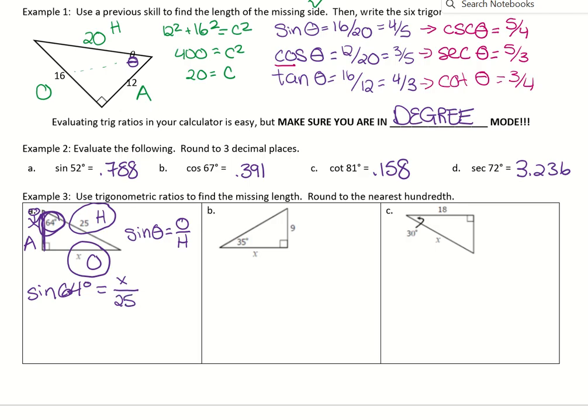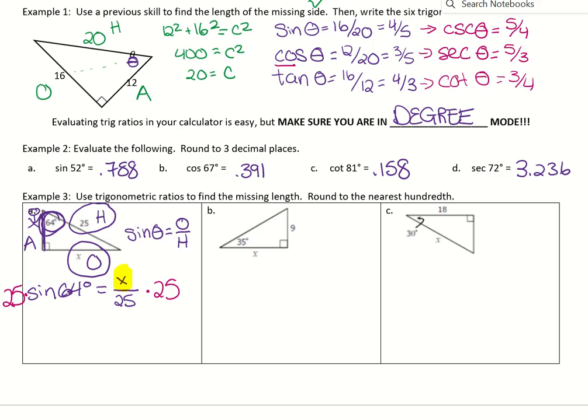The hard part is writing that equation down. Once we've got it, now we get to use our algebra skills to solve for x. So we want to get x alone. Right now it's being divided by 25. So how do we undo division by 25? We multiply both sides by 25. So both sides we're going to multiply by 25.